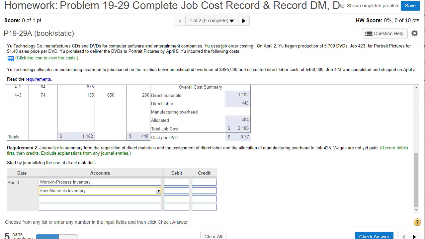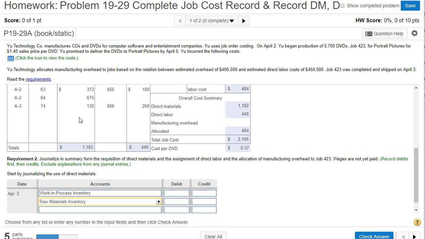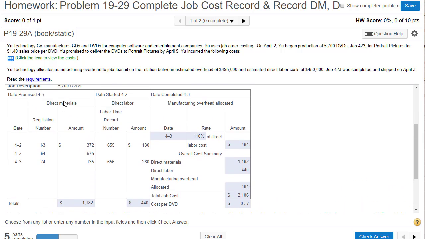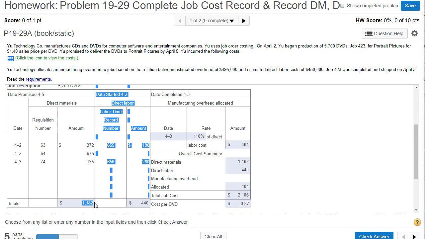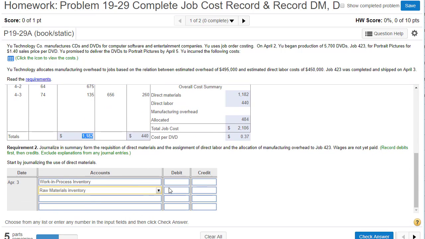So now the question becomes, well, how much were our raw materials? Well, right up here, if you scroll up, this is our raw materials or direct materials section of the job cost record. So we've got 1182 of raw materials that went into work in process inventory and came from raw materials inventory, which is the storeroom.